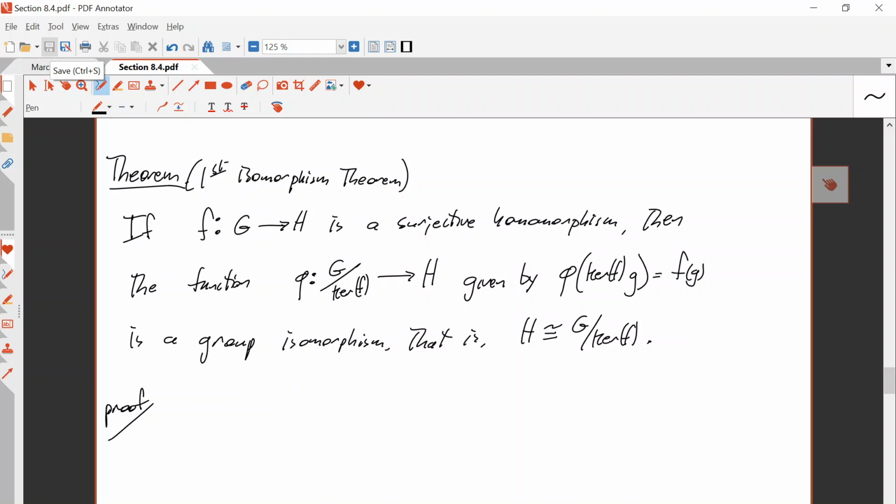Okay, so proof. Oh, one remark before the proof. If F from G to H is not surjective, right? I mean, this is for surjective homomorphisms.